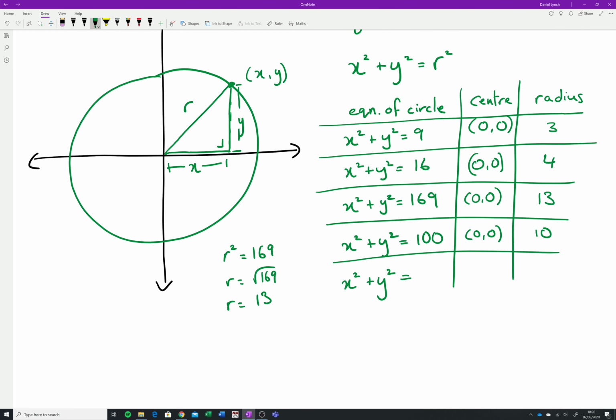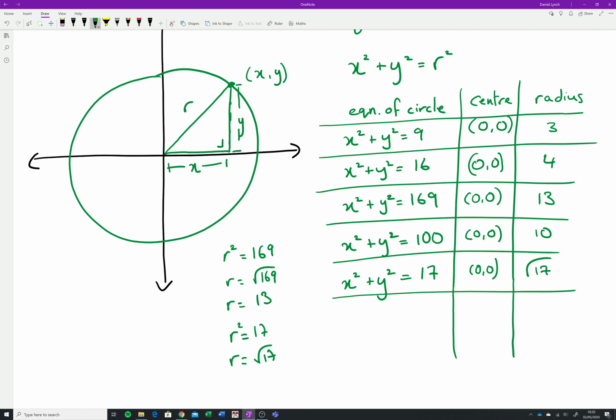Let's do these ones here. X squared plus y squared is equal to 17. What would you write down for this one? Okay, well, no prizes for getting 0, 0. But in this case, it doesn't have to be a nice number. We have that r squared is 17. So we just say that r is root 17, and there's nothing more to do with it. That's what you would say that is.